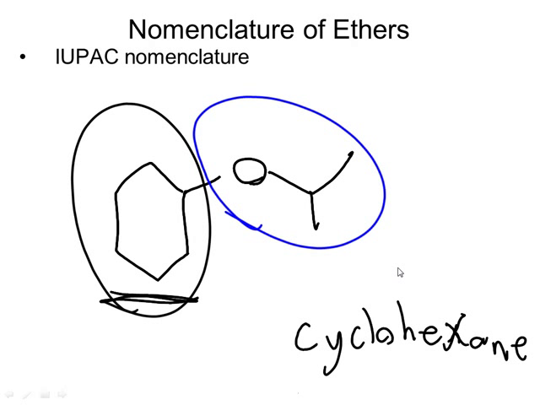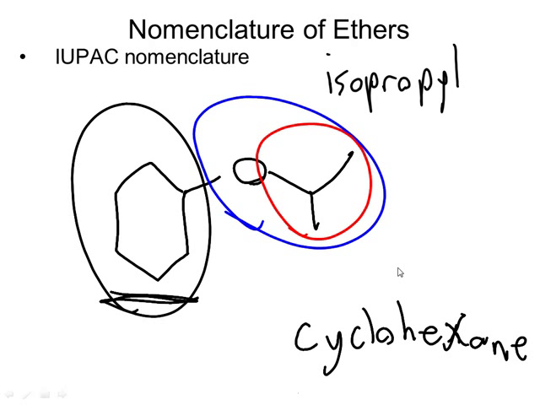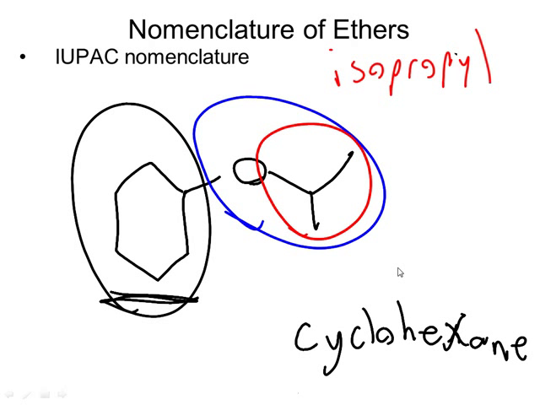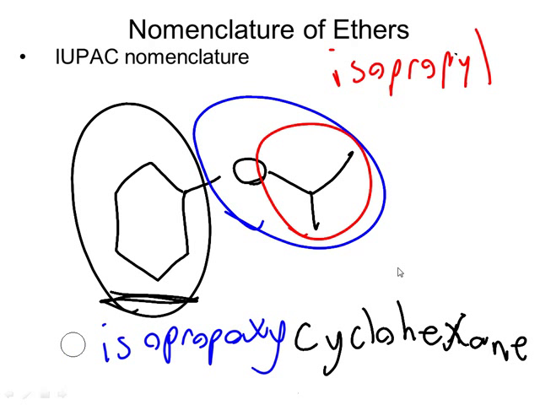This now is the alkane substituent. So what we do is we just take whatever the substituent name would be, and then we put oxy on the end. So this group, if you look at it, is an isopropyl group. So the whole group in blue becomes, actually I should have done that in red to really show that I'm showing the red one. So isopropyl, and the whole group in blue becomes isopropoxy.